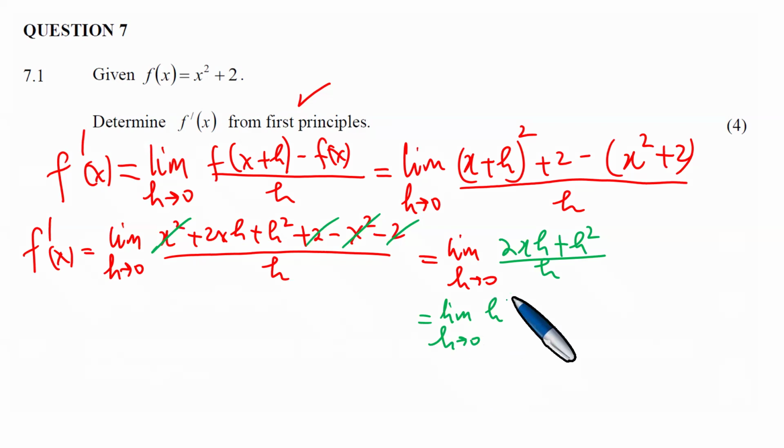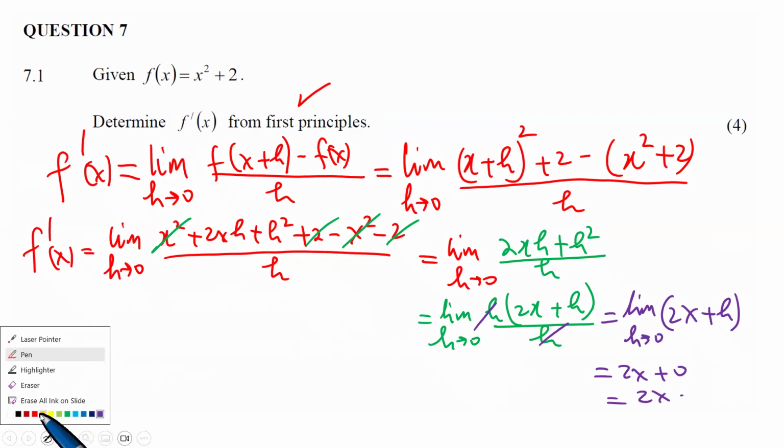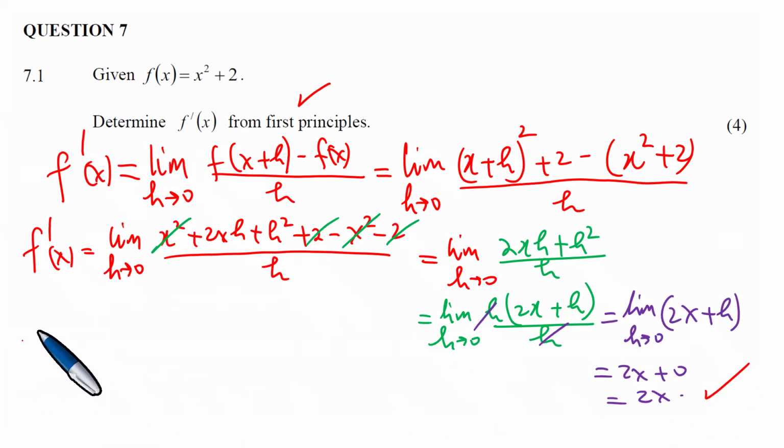As h approaches 0, h is factored out, h times 2x plus h all over h. And we proceed to solve. H divides. We have the limit as h tends to 0 of 2x plus h. And this is what we are able to achieve. As h tends to 0, this is 2x plus 0, giving us 2x. So this is therefore the conclusion that f prime of x equals 2x, and this is the answer.